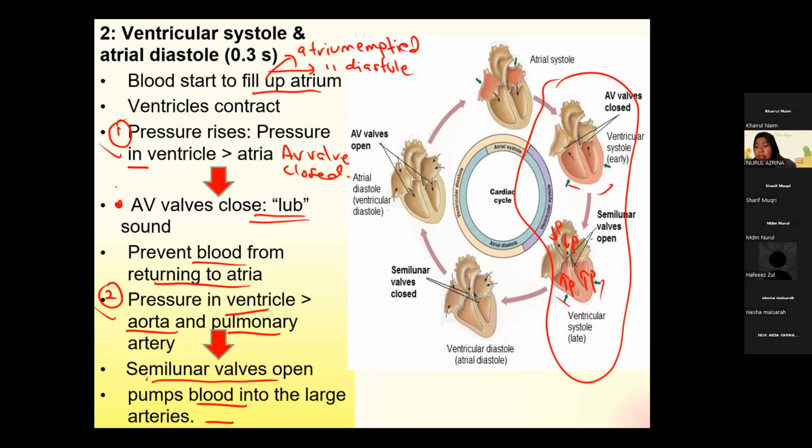And you have two conditions related to valve. Okay, and then you will know which one, as one particular valve is open, you know what is the pathway of the blood going through after that. Now you have to imagine that your blood is pumped out of the ventricle. So darah kita dah ada dalam aorta and also pulmonary artery. So blood is pumped into the large arteries. Okay, then we switch to the third stage.